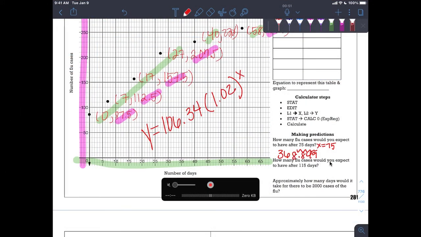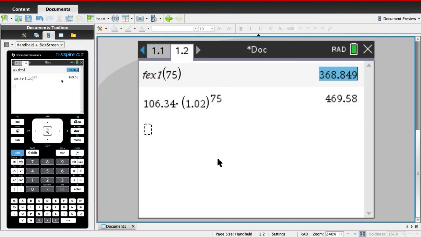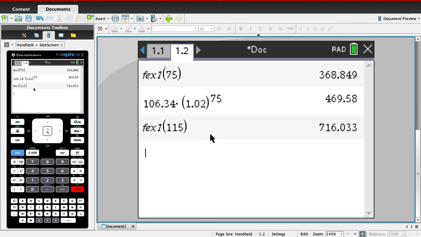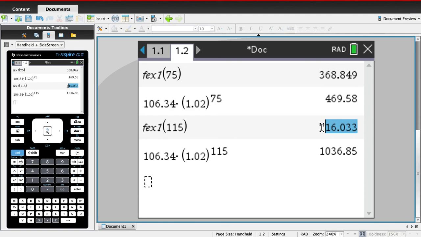How many flu cases would you expect after 115 days? I'm going to say f ex 1 of 115. I'd expect approximately 716 cases, but let's say I was to utilize my rounding. It says about 1,000, so that throws me off a lot. It really depends. But again, we're going to be utilizing this formulation up here. All right? Okay, next one.